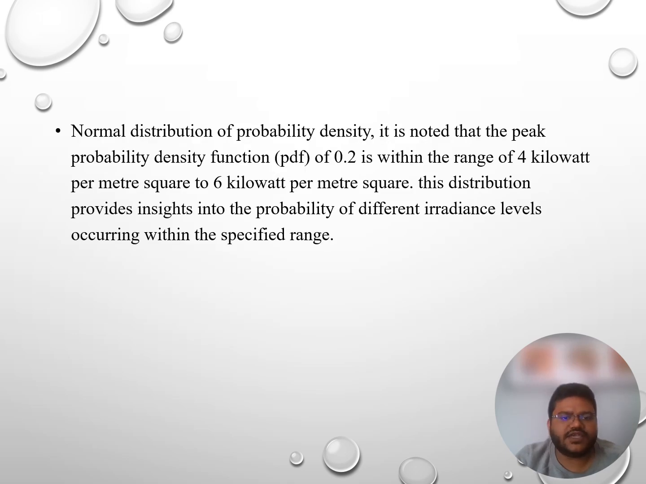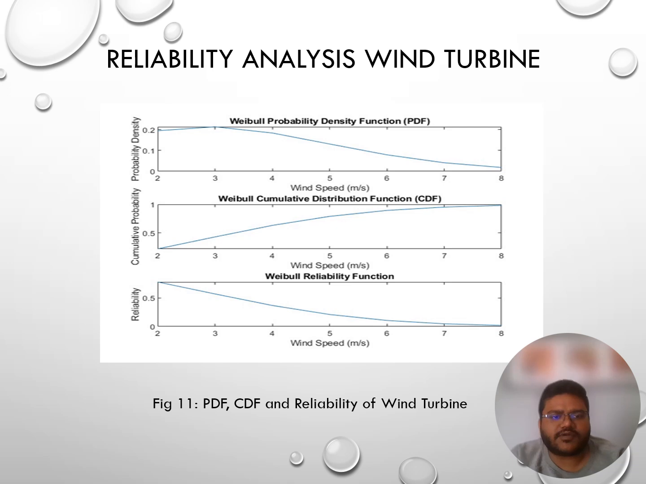And then, let's talk about the reliability analysis of the wind turbine. Similar to solar PV, with the wind turbine also, as speed increases the reliability decreases, as we can see from the last graph. And reliability is inversely proportional to cumulative probability. So when reliability is decreasing, we can see that the probability is increasing.